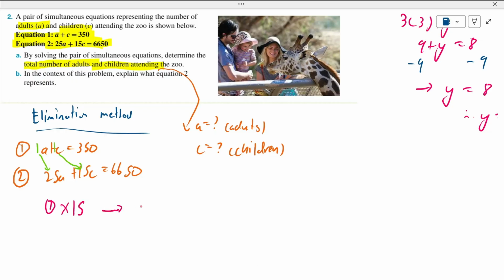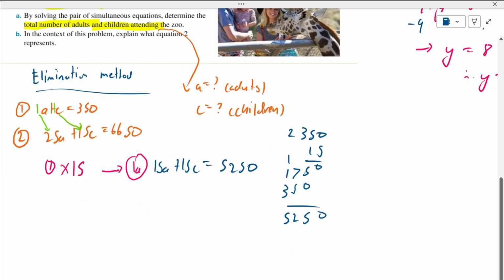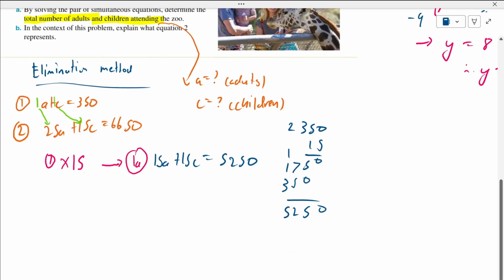Let's call this equation 1a. I'm going to get 15A plus 15C equals, so let's do 350 times 15. That's 5,250. Great, so now we can eliminate. I can use equation 1a now to subtract equation 2.